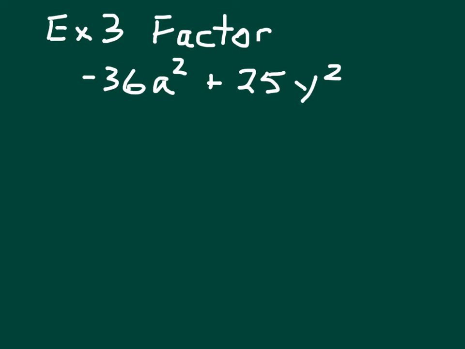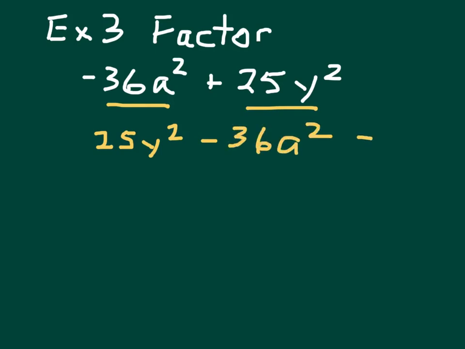Example 3. Notice here I don't quite have the difference of two perfect squares. I know that 36a squared is a perfect square, 6a. I know that 25y squared is a perfect square, 5y times 5y. But do I have the difference? Well, I don't, but I can rearrange this. I could write this as 25y squared minus 36a squared. Now I have the difference of two perfect squares, which always factors into a plus and a minus.